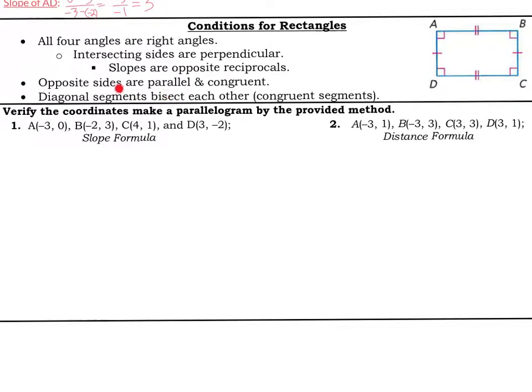These other things are still the same. Opposite sides are parallel and congruent. And then the diagonal segments bisect each other, making congruent segments.